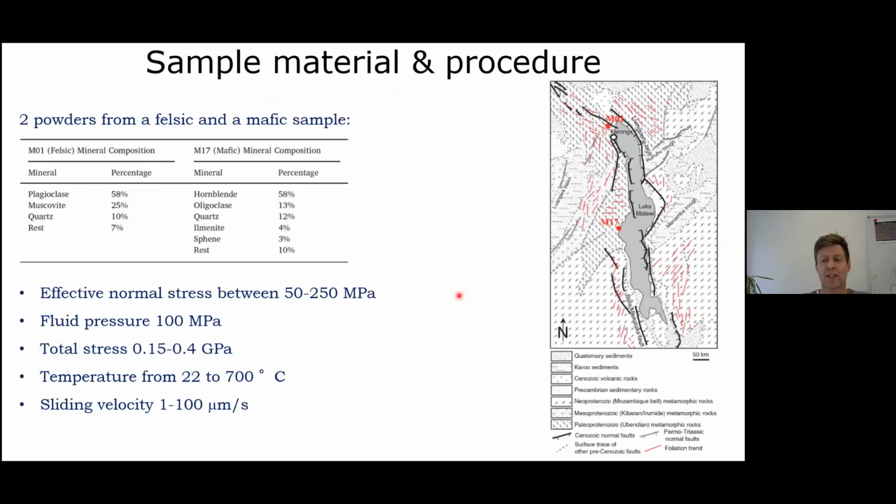10 to 20. So for this set of experiments, we used two powders from a felsic and a mafic sample that Aki collected. They are shown here on this map, M17 and M01. The felsic sample is composed predominantly of plagioclase with about 25% muscovite. And the mafic sample is predominantly hornblende with some plagioclase and quartz as well. The conditions that we simulated, we tried to get as high as possible to really get to these 30 kilometer type depth. So we went up all the way to 700 degrees.